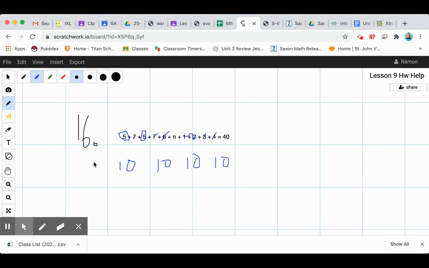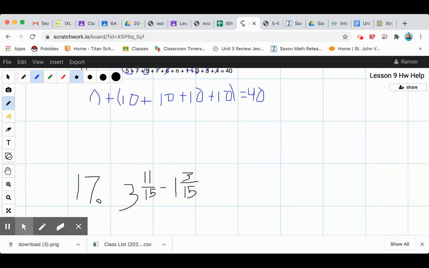So you have n, and you're adding all these 10s, and that whole sum is 40. So the only thing left to do is find the sum of all these 10s and then subtract it from both sides to find the value of n.